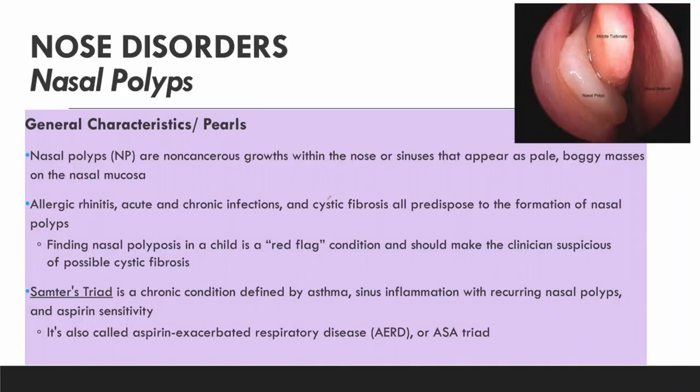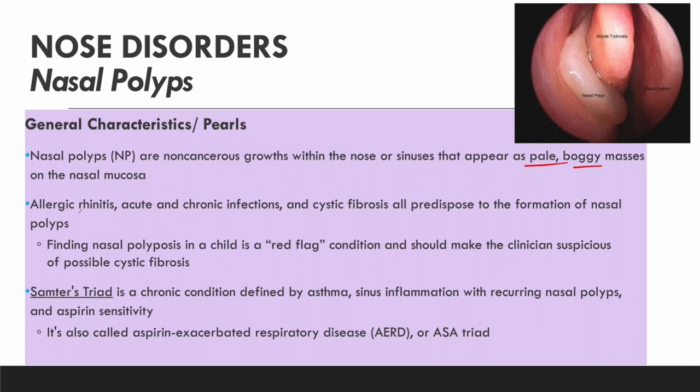Nasal polyps. Nasal polyps are non-cancerous growths that grow within the nose, sometimes in the sinuses. Most often we see them as we look into the nose for inspection. They are described as pale and boggy, kind of wet and pale looking little masses within the nasal mucosa.